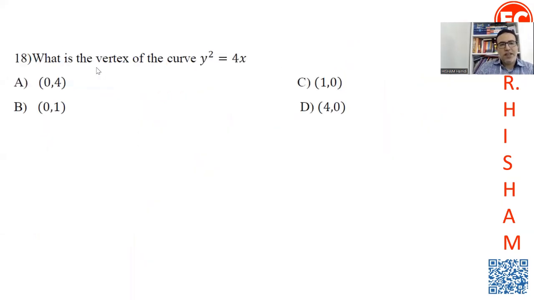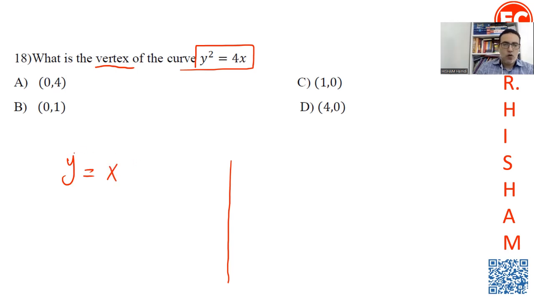Question number 18, what is the vertex of the curve y squared is equal to 4x? Before we go to the vertex of this curve, we should know that we have two kinds of parabola. We have a parabola y is equal to x squared, or we have a parabola y squared is equal to x. And we have a parabola x squared is equal to y, or 4y, 8y, 6y, negative 8y, whatever. But in the parabola, you will have two terms. One of them to the power of 2, and the other term is not to the power of 2.